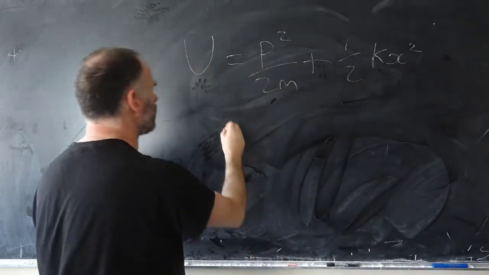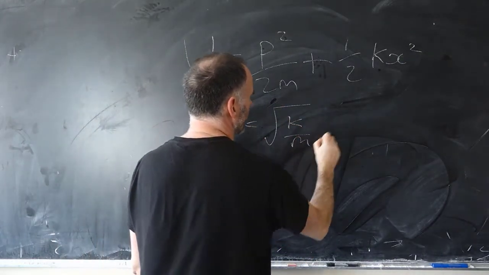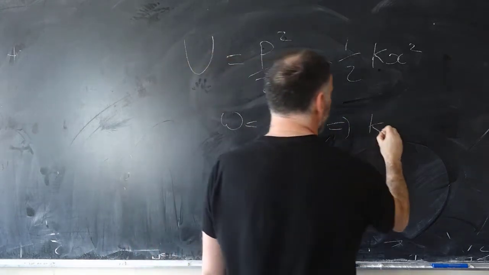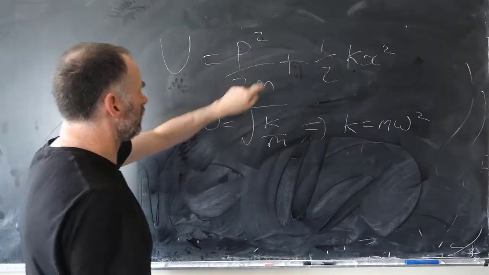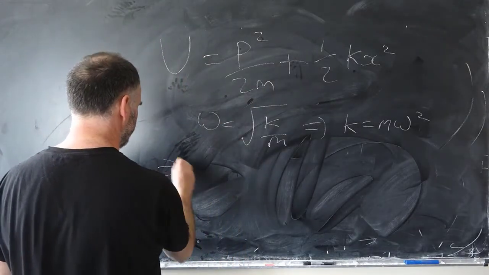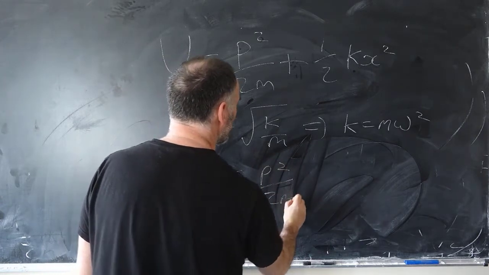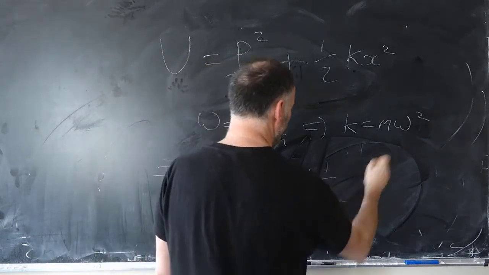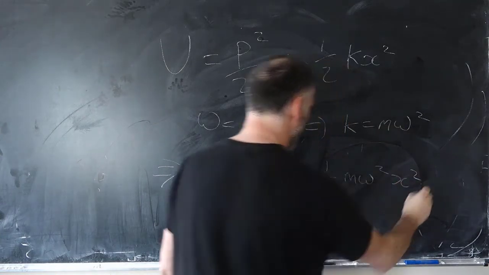What's this spring constant? Well, our angular frequency is given by this. That implies k is equal to m omega squared, which means we can write this as p squared over 2m plus a half k m omega squared, and we've got our x squared.